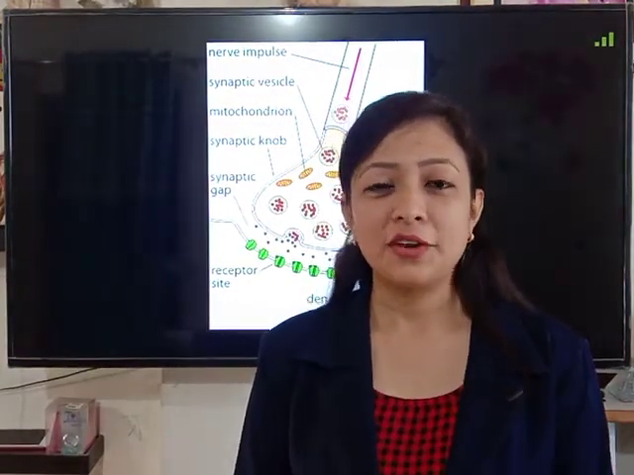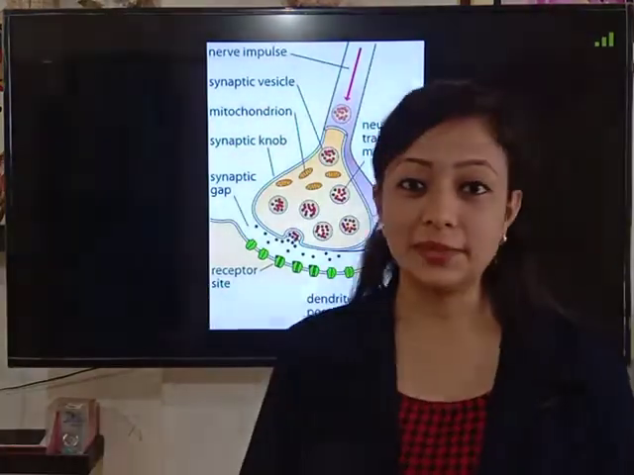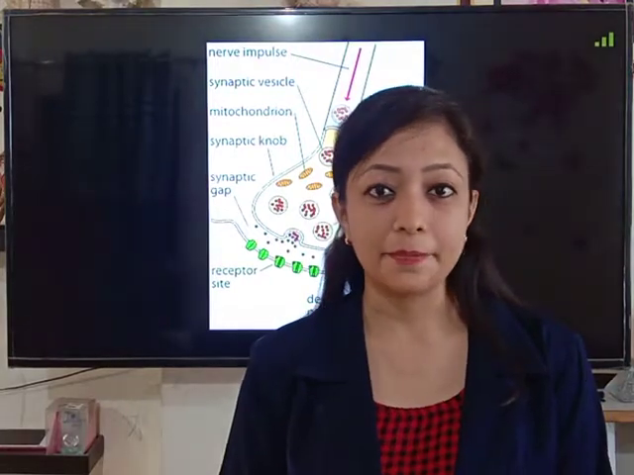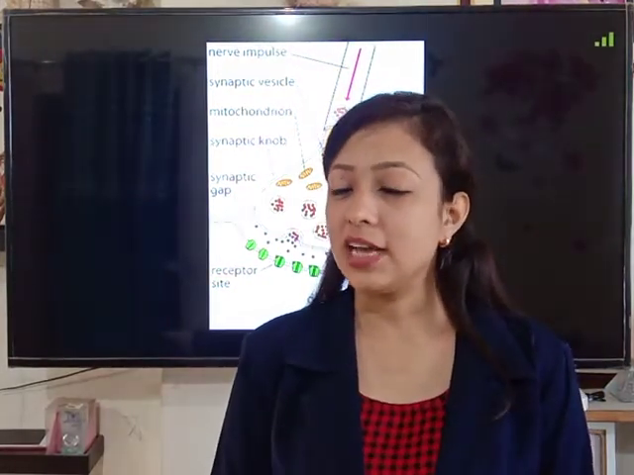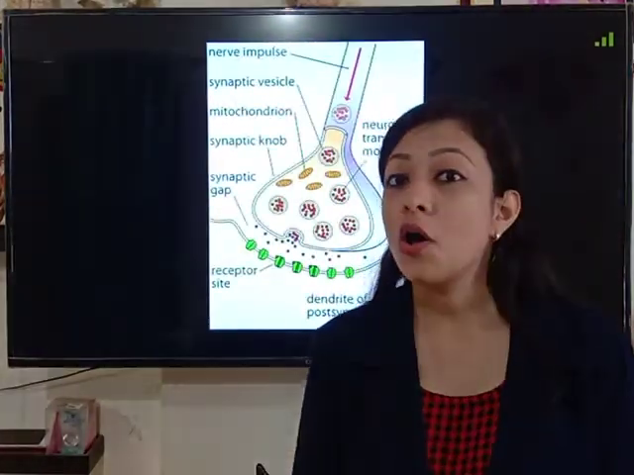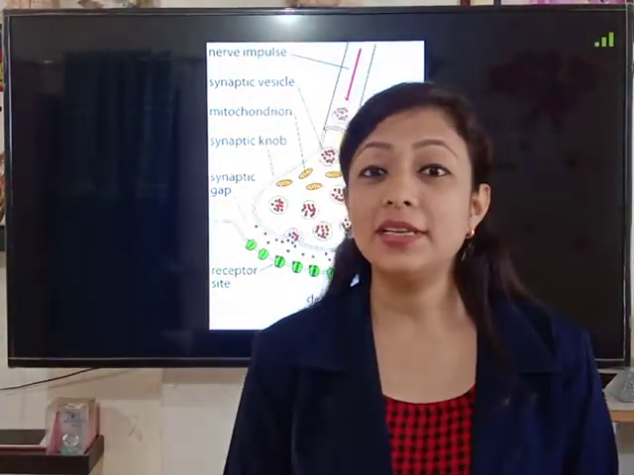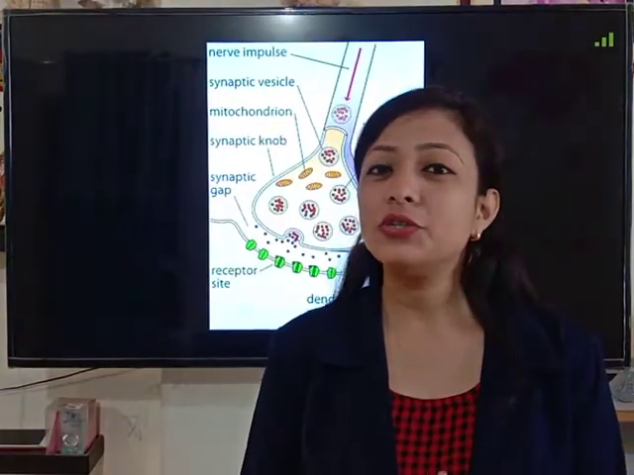Today we are going to learn about the neurotransmitters and the gap between the two neurons, that is called synapse. So many times this question was asked in the board examination, children: what is synapse and write its function. So children, synapse is the microscopic gap between two neurons.